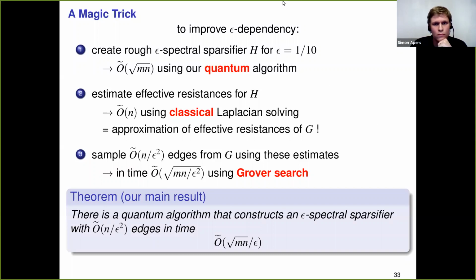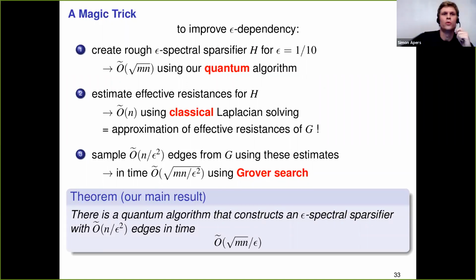Maybe just, how do you use this rough effective resistance information? Do you somehow prepare a state which is approximately proportional to these resistances and then somehow fine tune it, or what's the idea? Not quite.